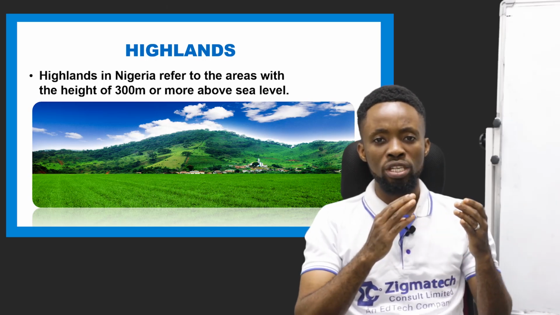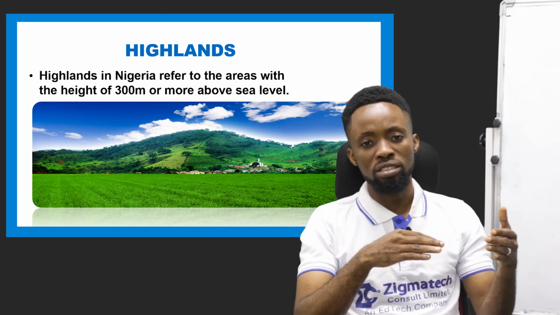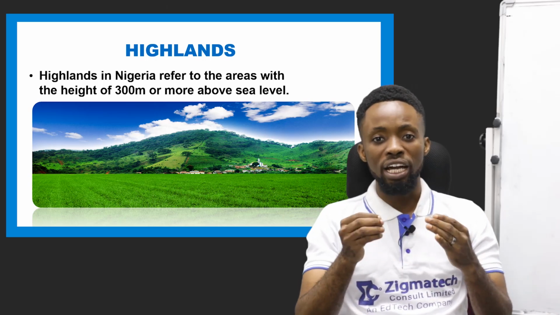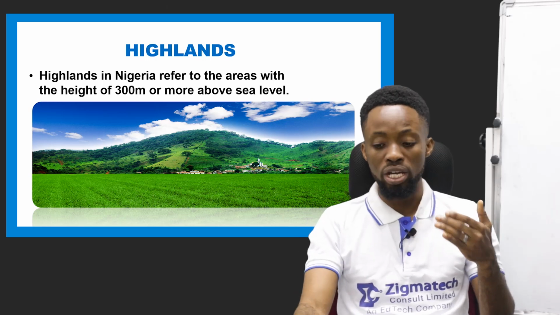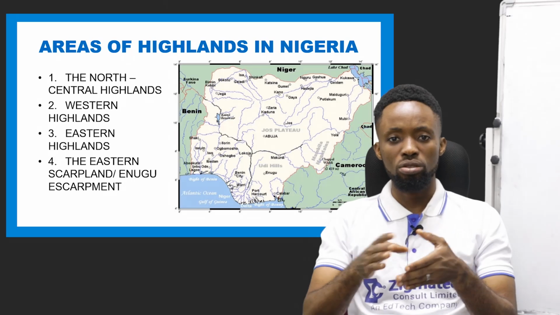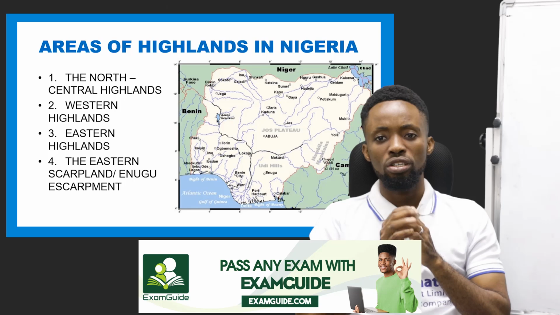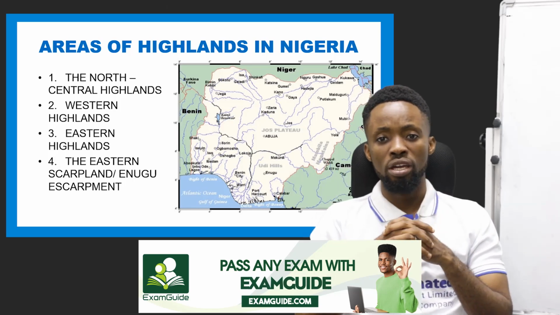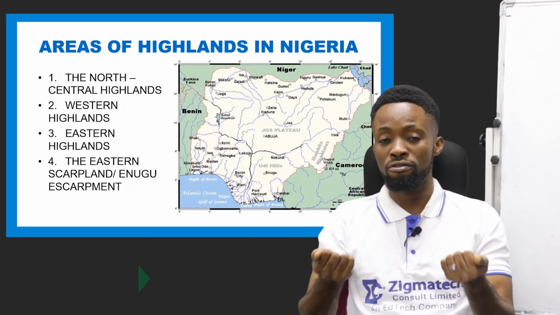And for highland areas, we basically have highlands like mountains and plateaus. So in Nigeria here, we have highlands, which we are going to see next. So let's look at the areas of highlands in Nigeria. So for Nigeria, we basically have 4 regions where the highlands are usually visible.